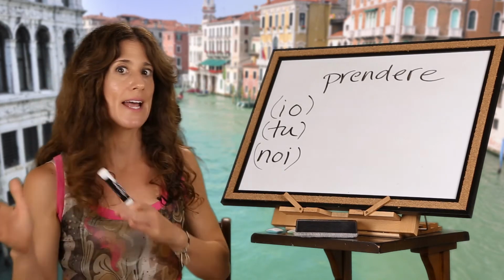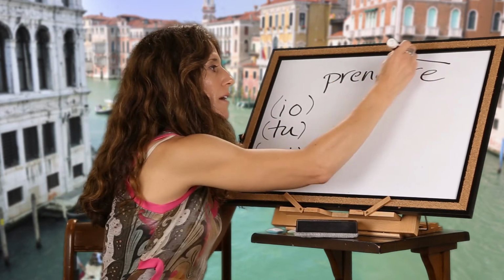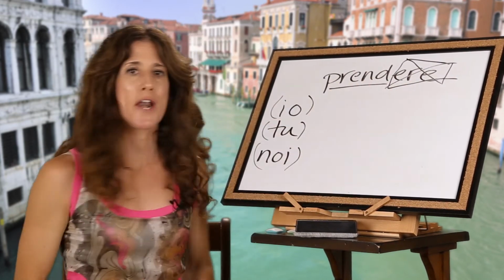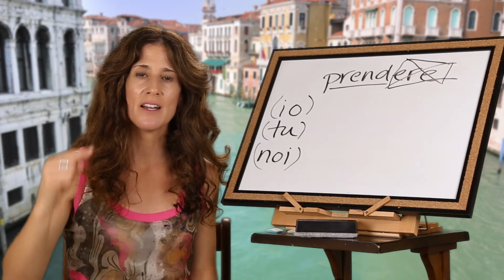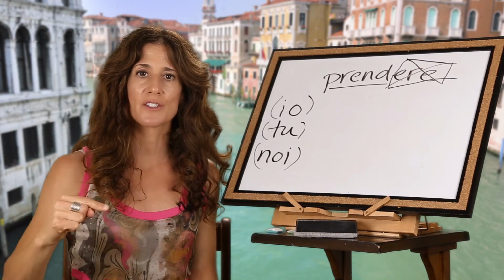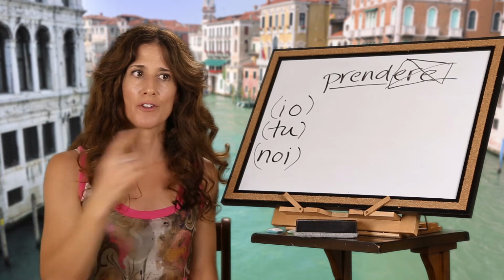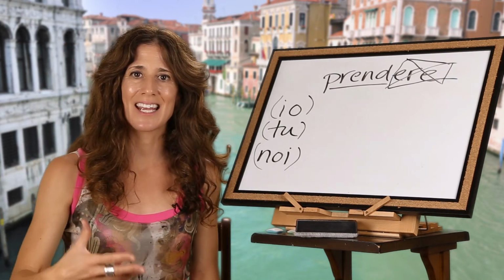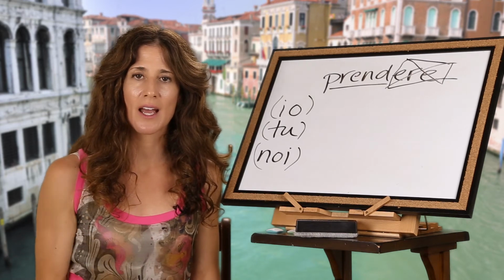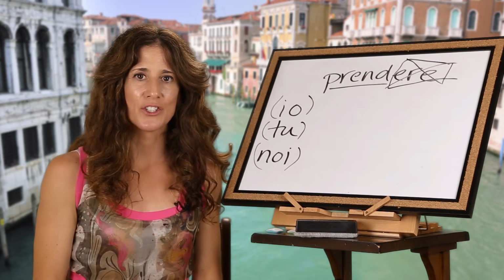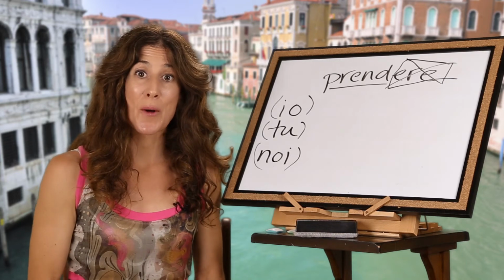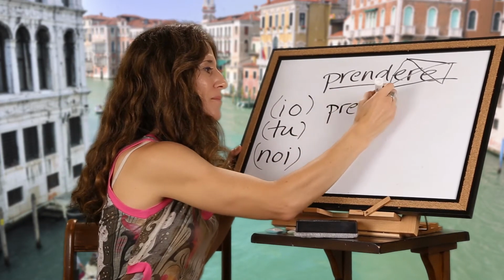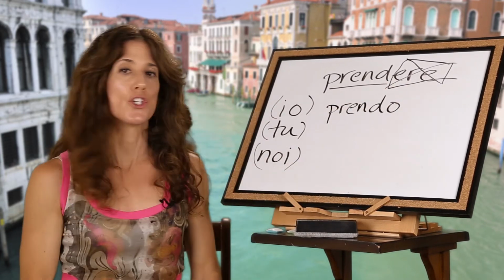So we get rid of the ere ending. Okay? Gone. And we're left with prend. And now we're going to plug in that formulaic ending, which we just saw, which is the exact same for the verb arrivare. So see if you can guess how to say, I take, I am taking, I do take. Give it a shot. Do you get it? Prendo. Molto bene. Bravi. Good job. Prendo. You take.